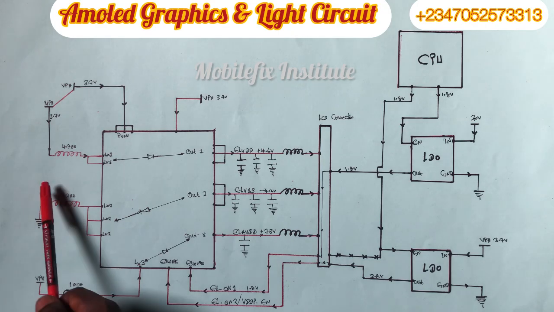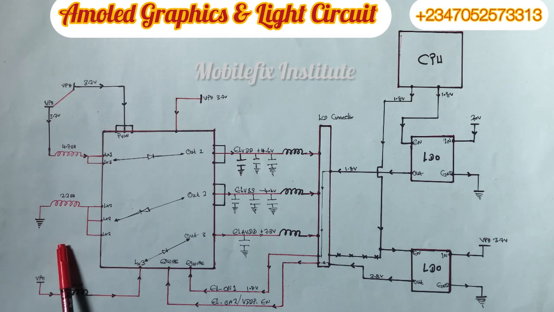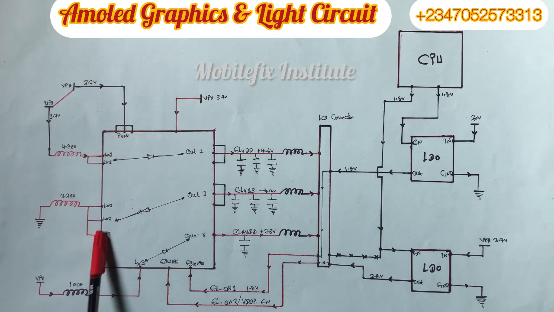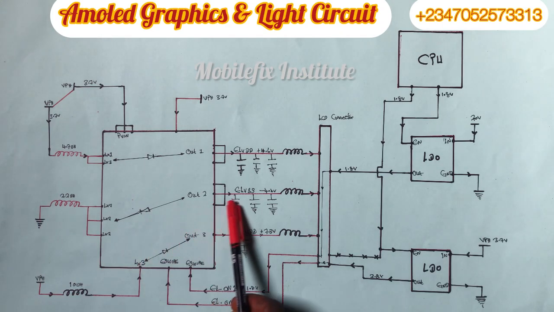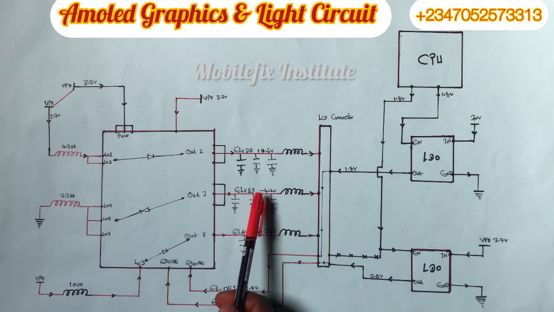So when you test the second coil, you will notice that it will be beeping on both sides. It will short to ground. That doesn't mean that this coil is shorting. This coil is not shorting. The reason why they channel this coil to ground is that they want to generate this negative voltage, this minus 4.4 volts. Okay, they want to generate this voltage.